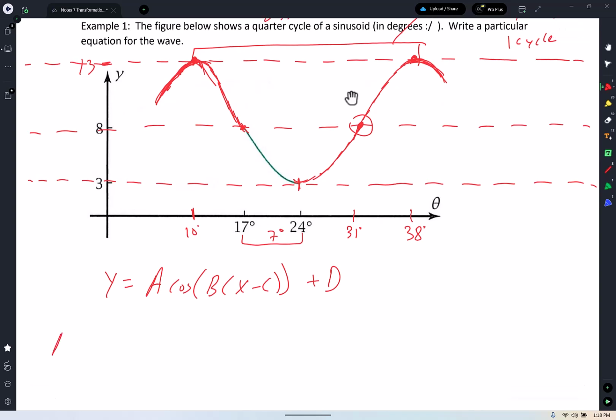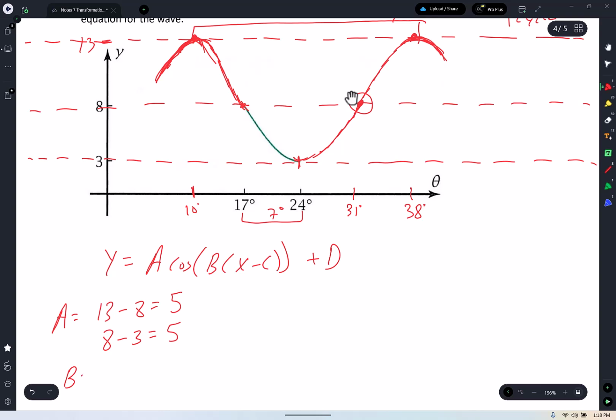The a. I can get the a by doing 13 minus 8 or by doing 8 minus 3. They will both give you the same number. The amplitude is 5. We're okay so far? Okay. I need to find the b. I'm in degrees, so it's going to be 360 degrees divided by the period.